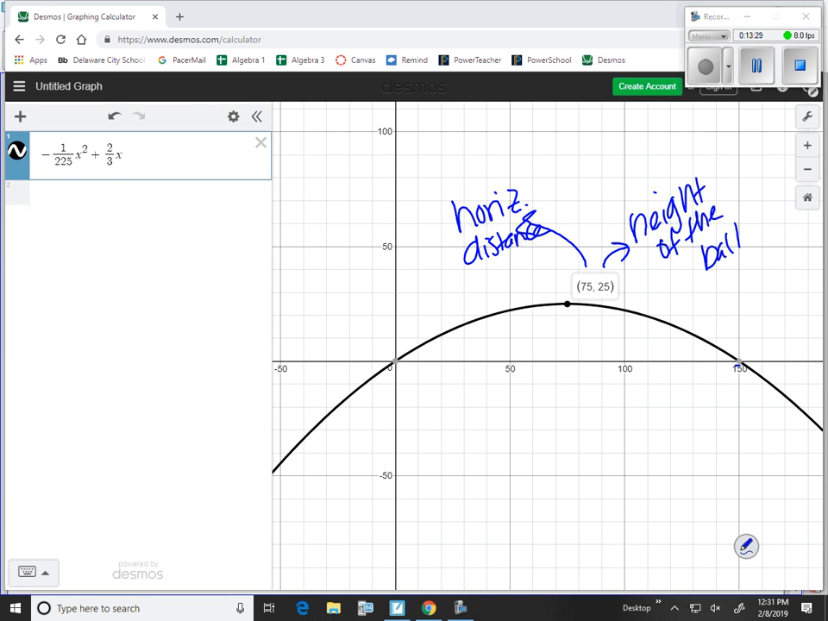Part A, determine the vertex. What's the vertex? Oh, right here, sorry. 75, 25, we didn't do that. What does this mean in context? We just explained that. So at a horizontal distance of 75, the ball was 25 feet in the air. Or you could say the highest point of the ball was 25 feet at a horizontal distance of 75. Whatever you want to say. So I'll type this out.